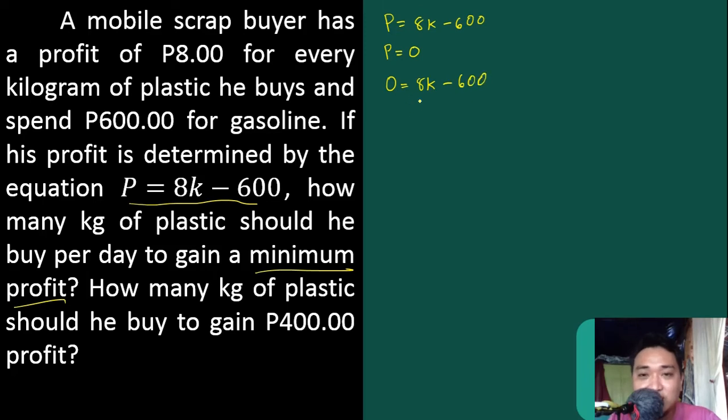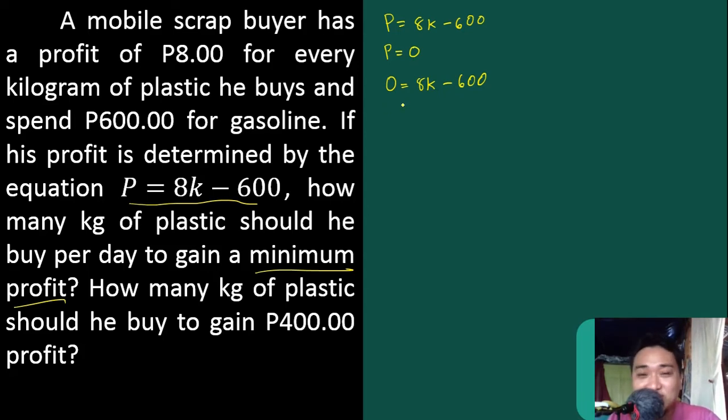O para dun sa mga nagtatanong, bakit po natin zinero? Zinero po natin kasi ipagpalagay natin na pag uwi niya, wala siyang profit. O zero profit. Meaning, yung pinanggasolina na on an average of 600 pesos, nabawi din. Hindi pa natin alam yung number of kilograms. Pag uwi niya, nabawi din nung pinanggasolina niya. Pag uwi niya, wala siyang kita. Ganun po.